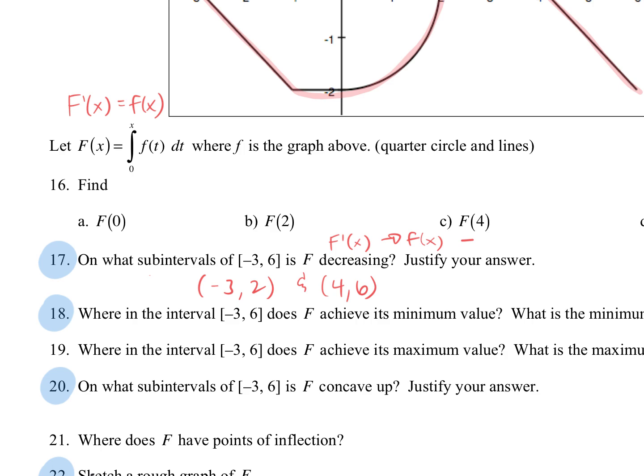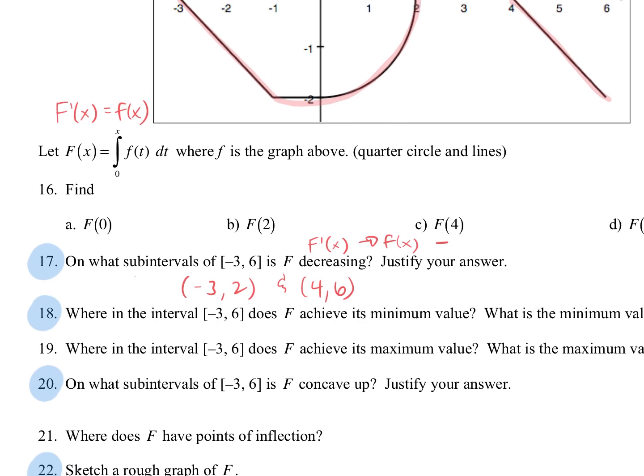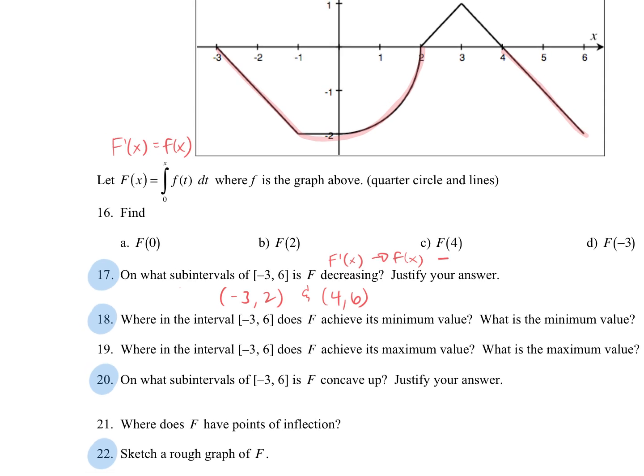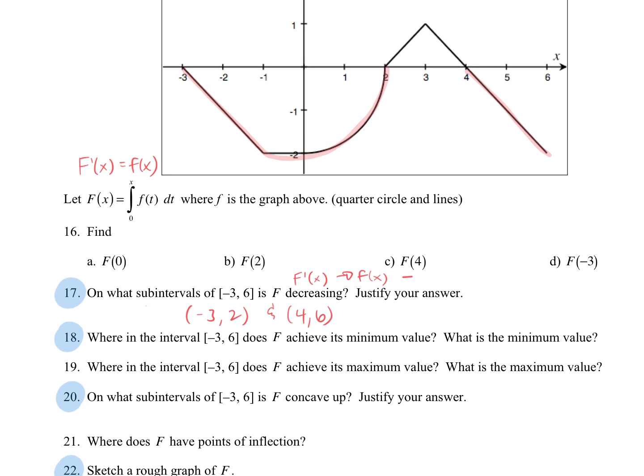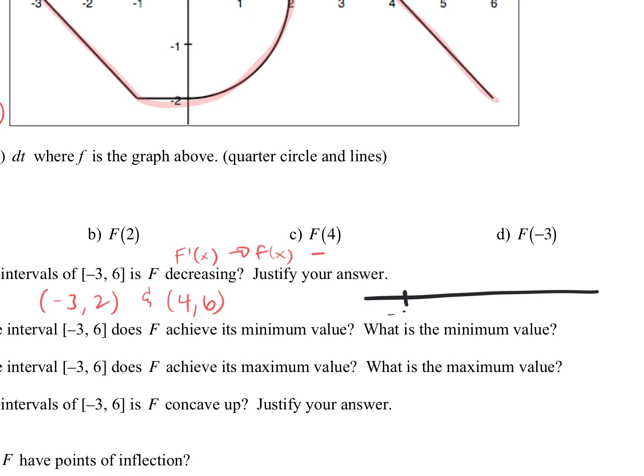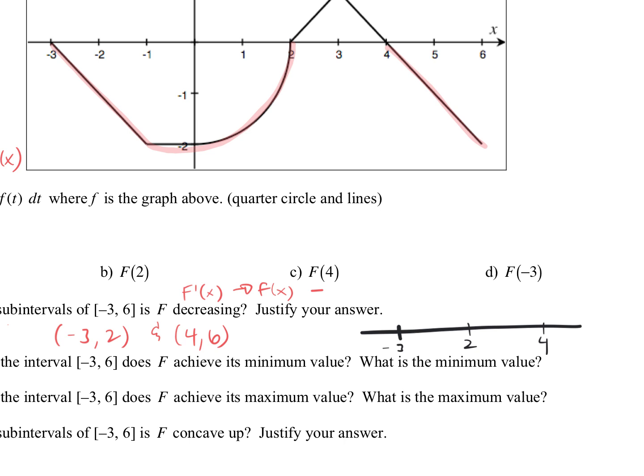Where in the interval does big F achieve its minimum value? What is the minimum? And then number 19, where does it achieve its maximum? And what is the maximum value? So we're going to make a little sign chart here. When I make my sign chart, I'm going to plug in those critical values of -3, 2, and 4.